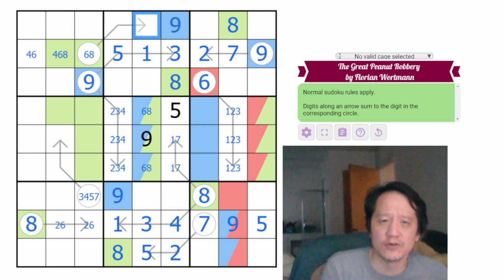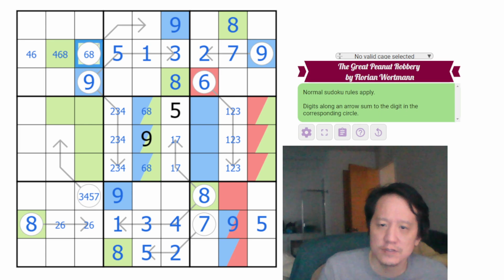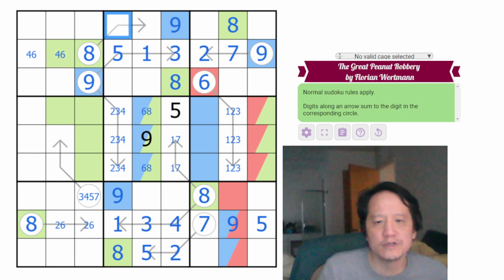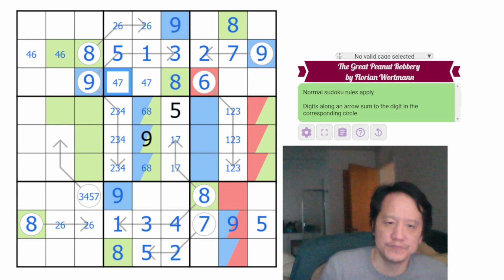Cannot be 4 because that would have to be 1, 3. Could be 6 because that would be 2, 4, but then that can't be 2, 4. So this has to be 8. Cannot be 1, 7. Cannot be 3, 5. This has to be 2 and 6, which means this is 4 and 7. This is 7. This is 4. This is 6. This is 2.